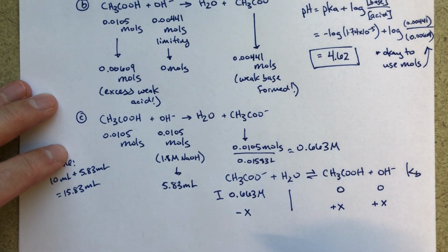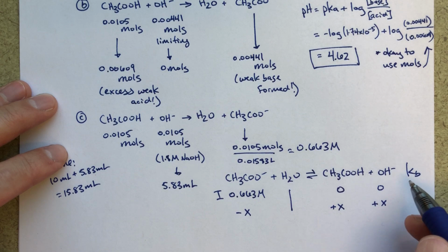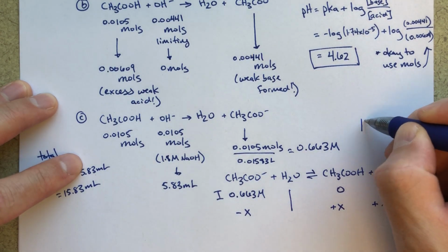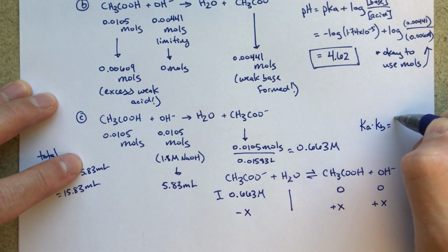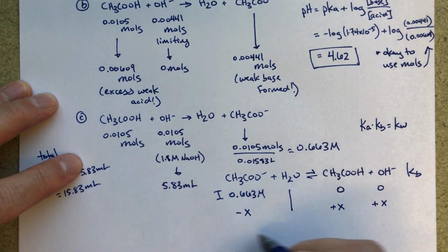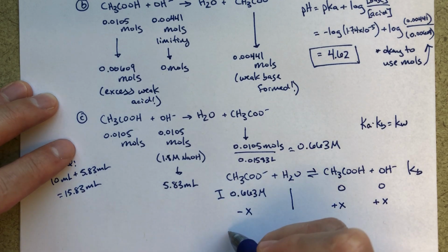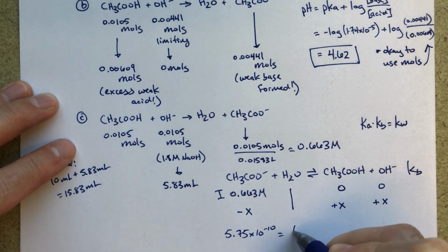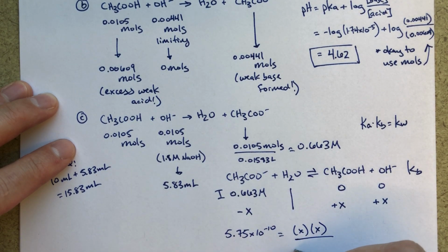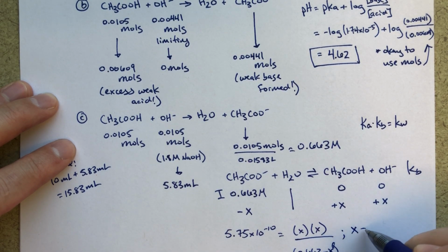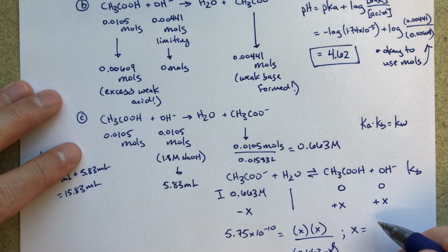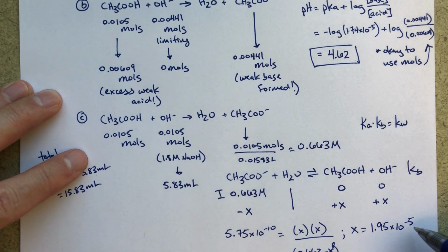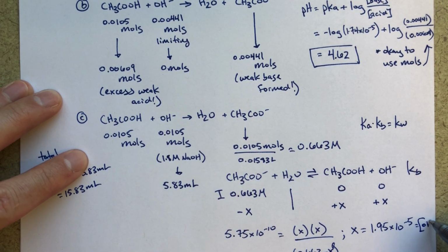So now just finishing this off, we can solve for the Kb using the Ka. Keep in mind that Ka times Kb equals Kw, so we can convert. What you should end up with for this problem would be 5.75 times 10 to the minus 10, that's the Kb, equals X times X over 0.663 minus X. That's going to be negligible. We can solve for X, and we should get a value of 1.95 times 10 to the minus 5, and that equals our OH minus concentration.